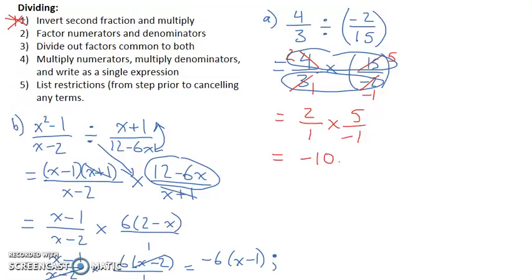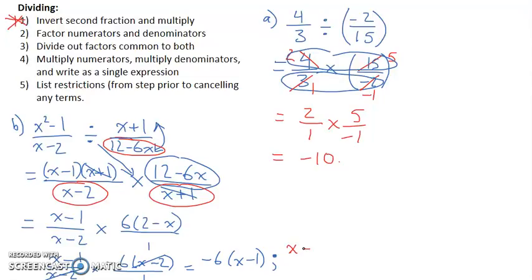But the restrictions are what? Well, there are several restrictions here actually. There are more than we've seen before. There's a restriction here on the x plus 1. There's a restriction here on the x minus 2. But I hope you caught the third restriction. The third restriction is here, because initially this 12 minus 6x was in the denominator. So we have a whole bunch of restrictions.